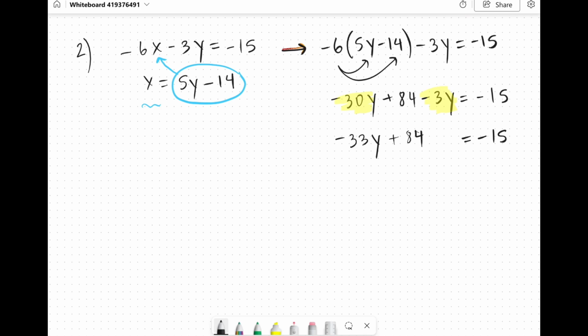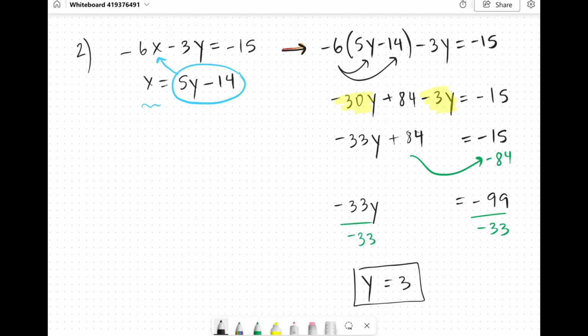Now we'll be removing addition of 84 by subtracting it. And finally, I will divide both sides by negative 33 to remove that number from the y.